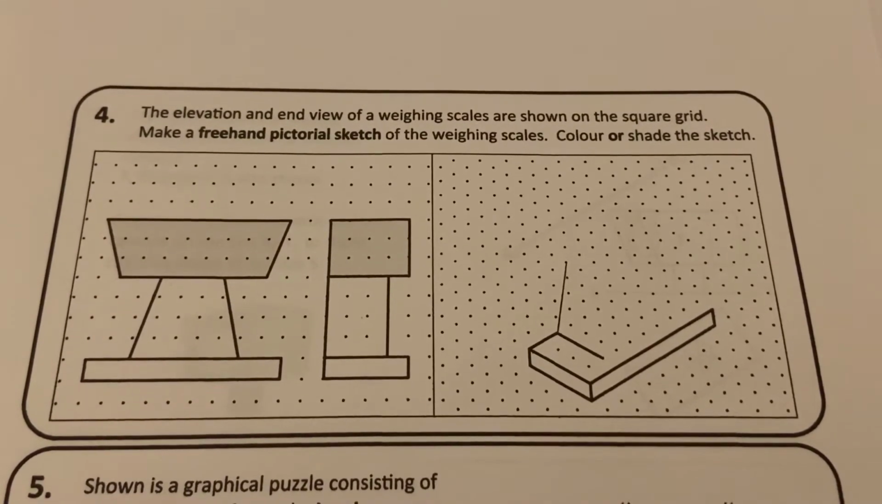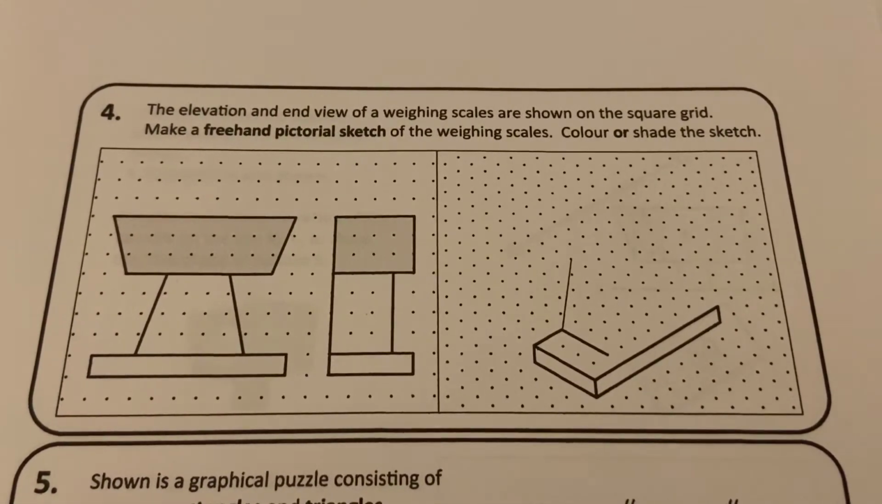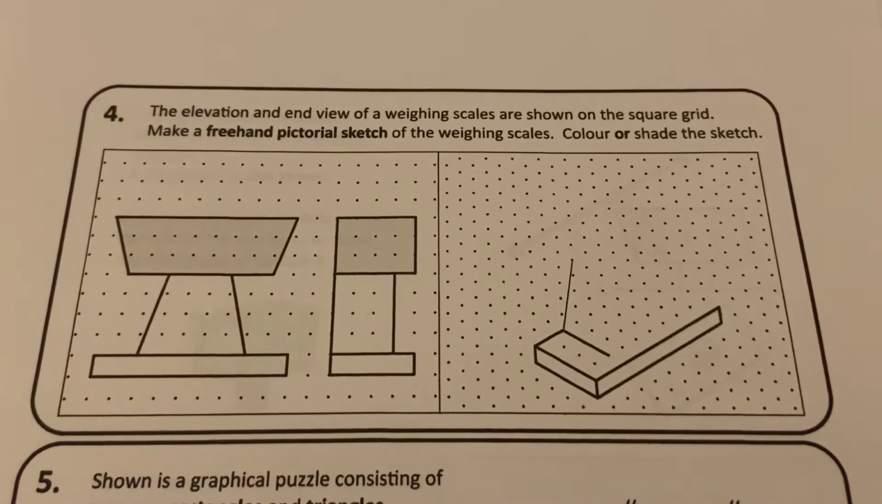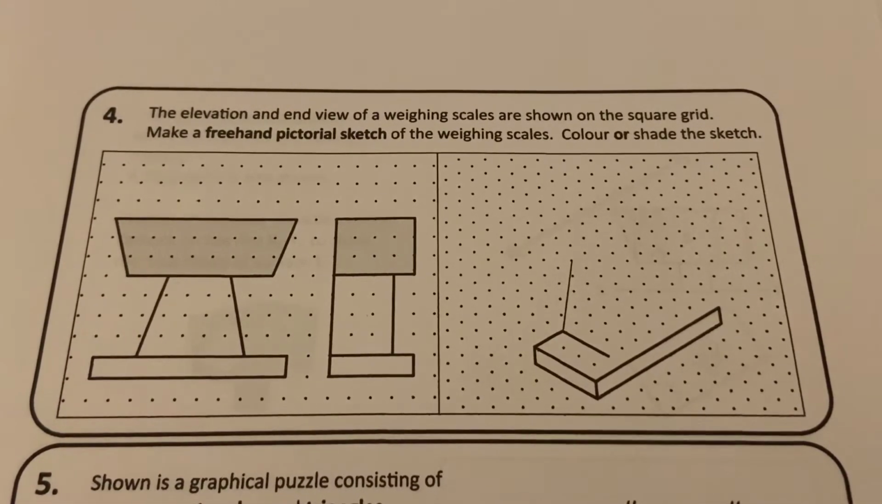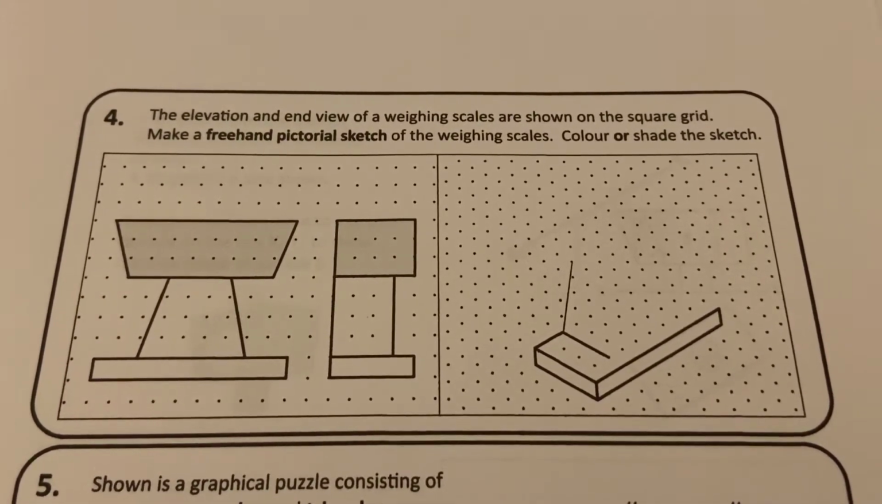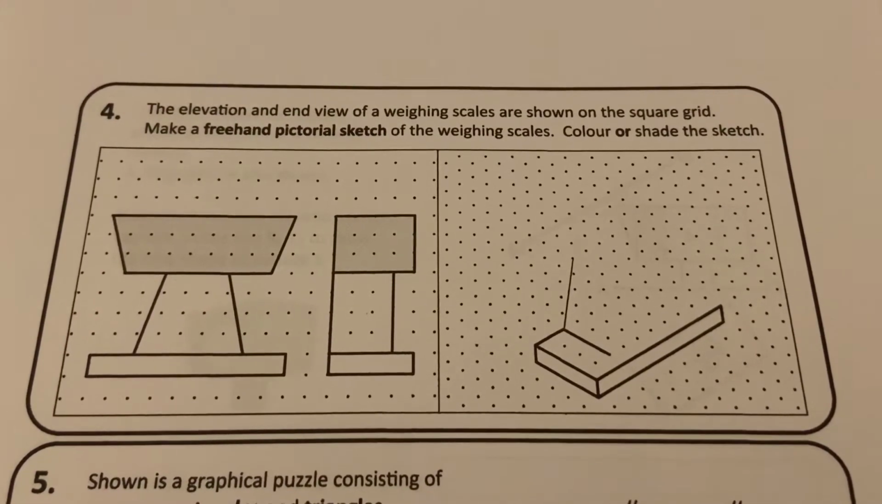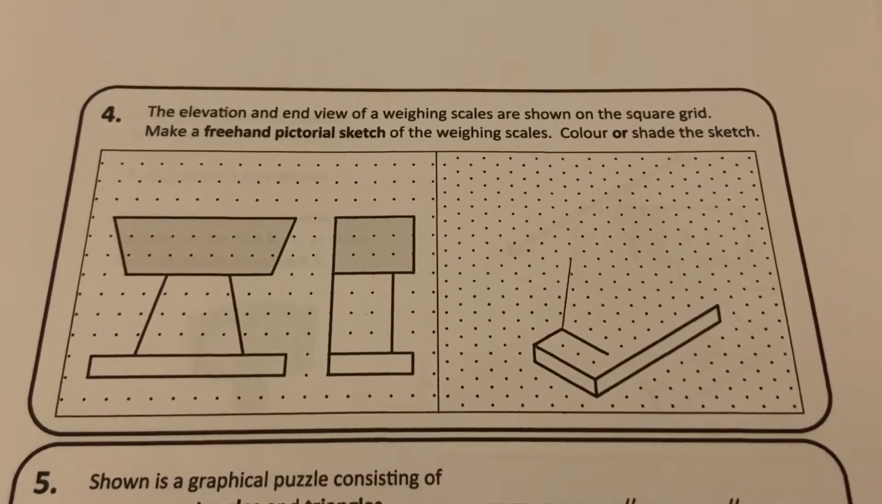Question 4. The elevation and end view of a weighing scales are shown on the square grid. Make a freehand pictorial sketch of the weighing scales. Color or shade the sketch.